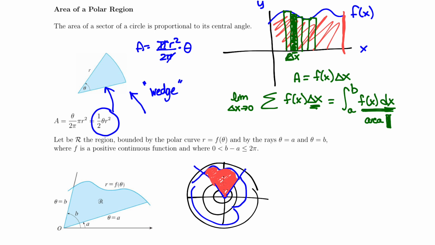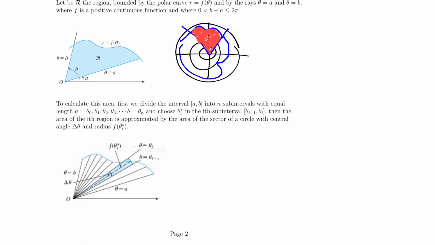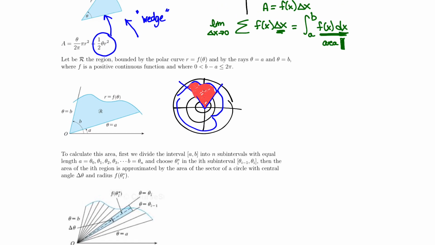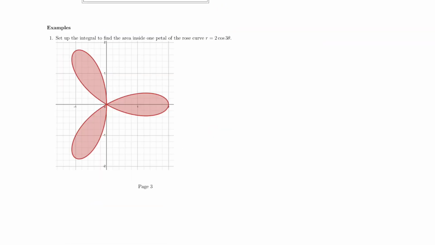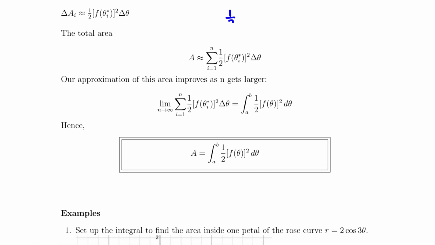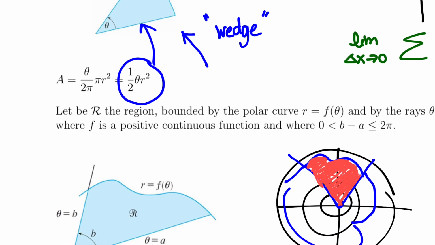And so what are we going to do in summary? We're going to take not just one wedge, but we're going to add up all our wedges together, right? We're going to add them up just like we did before. I'm going to go back to my picture. I have 1/2 theta r squared. That's the area of a single wedge. I'm going to add up all those areas.